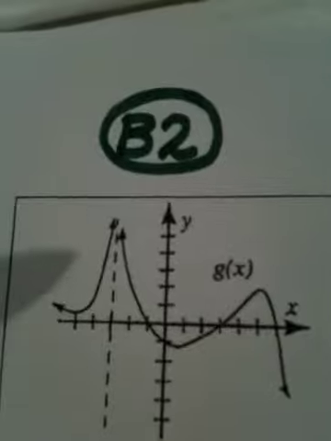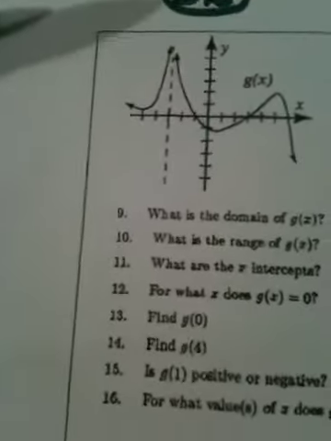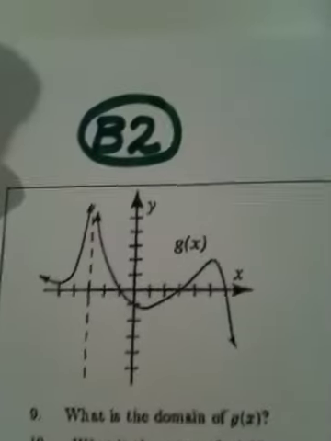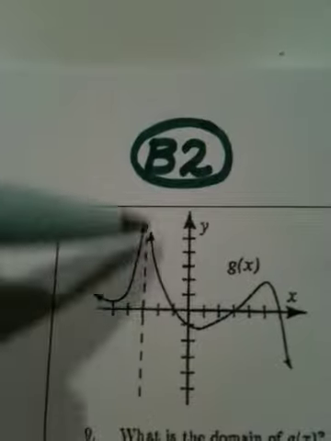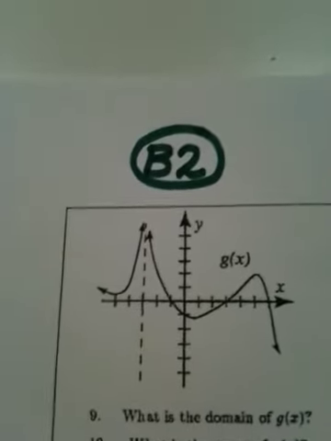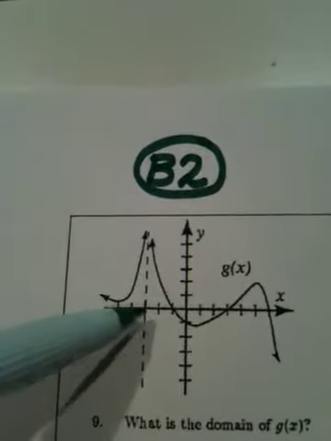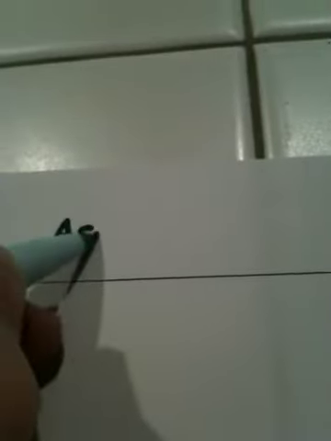Okay, as we continue with our B2 handout, this next graph that comes up in questions 9 through 16 is a little strange. What's happening in this graph? You see this dotted line, okay? This dotted line, which occurs at x equals -3, has a name. This line is referred to as an asymptote.